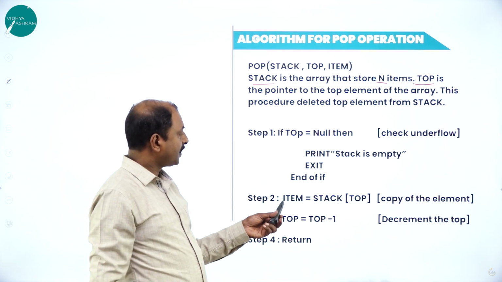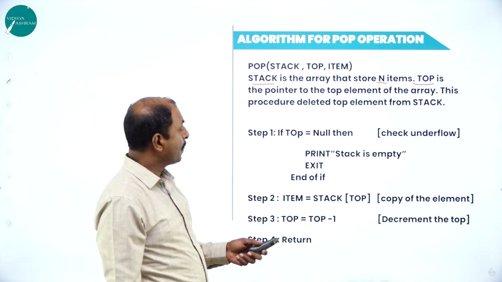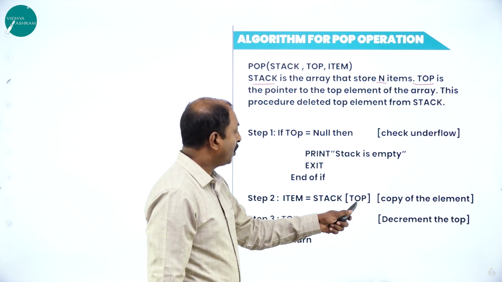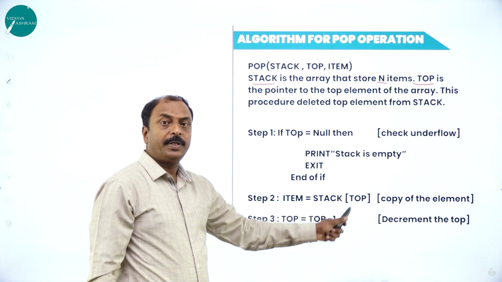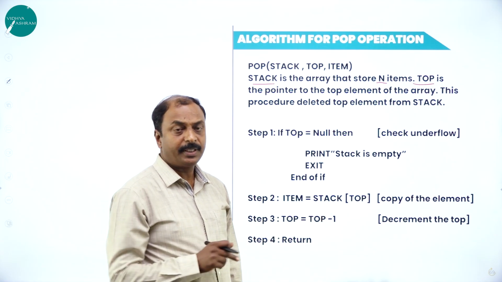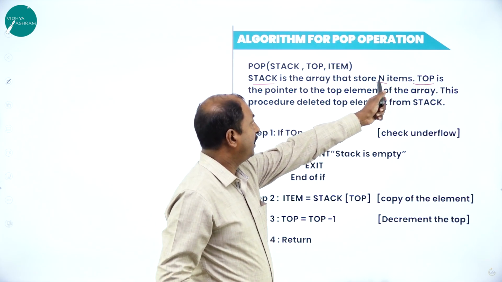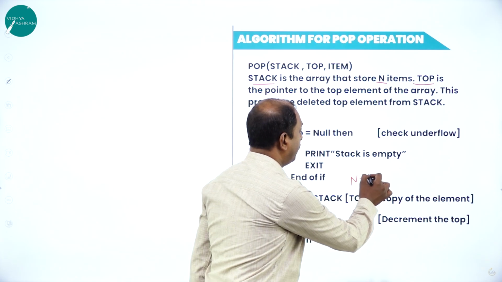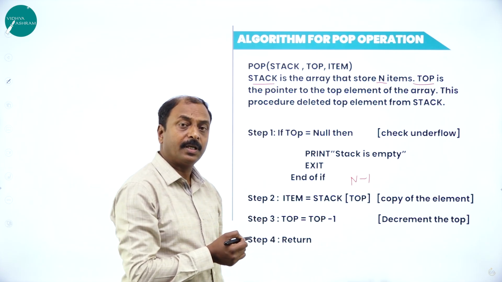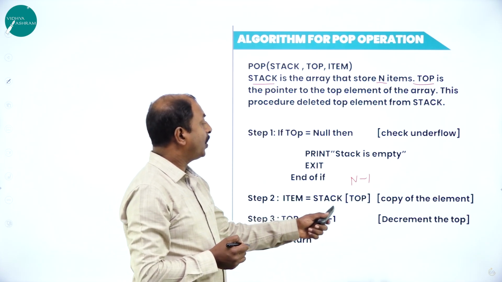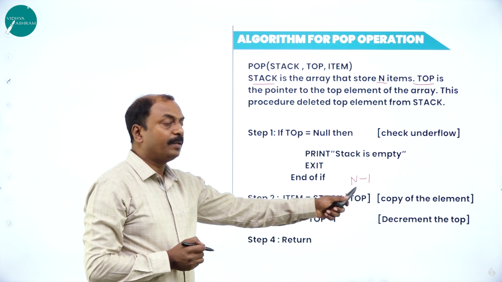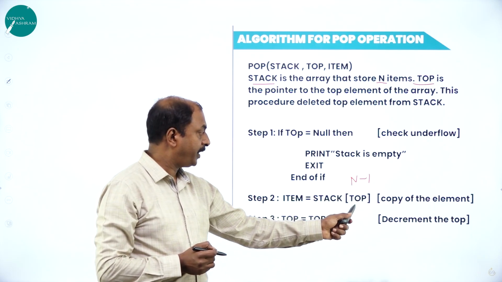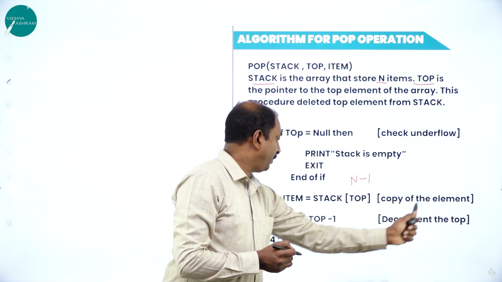Next, the item to be removed is always at the top position. So stack of top. At the beginning, n is the number of items, so n minus 1 is the last element, the last index. So stack of n minus 1 is the element to be removed. So item equals stack of n minus 1. Now we are going to copy the element.